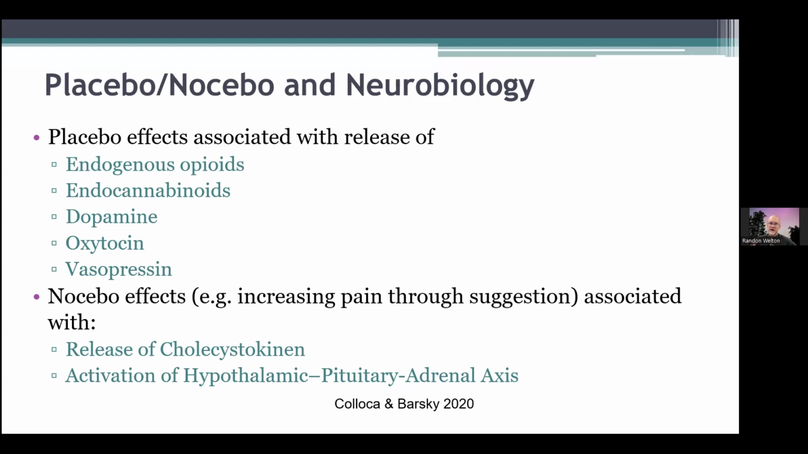There were studies that looked at pain, where you could suggest this is going to be really, really painful, this is going to hurt a lot. What you saw in those patients was increased release of cholecystokinin and activation of the HPA axis. They feel they're being attacked. They feel they're under threat because of this medication, and their body is responding to that threat.